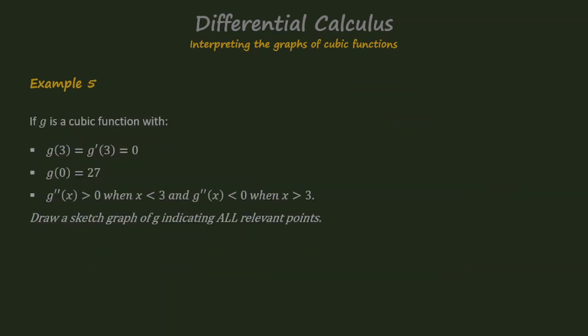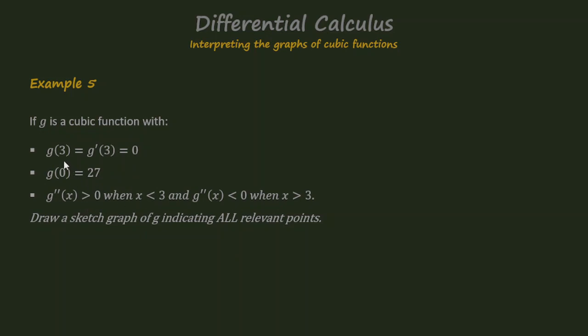Let's try yet another example, which is similar to the one we just did, where we have to draw a sketch graph with just the information that we've been given. In this case, we've been given a cubic function g, and we are required to draw the sketch graph of g indicating all relevant points, given these 3 statements.